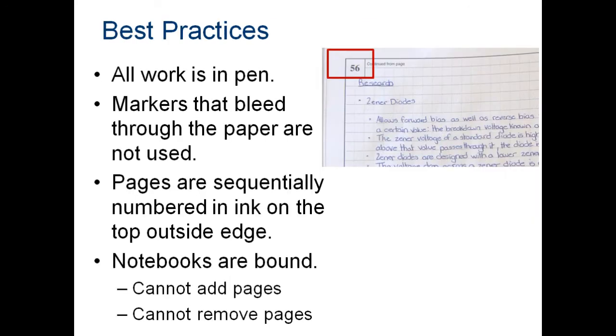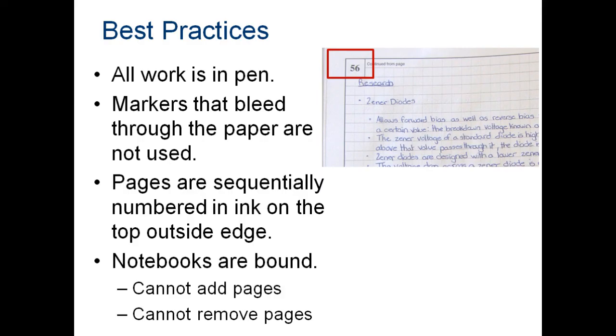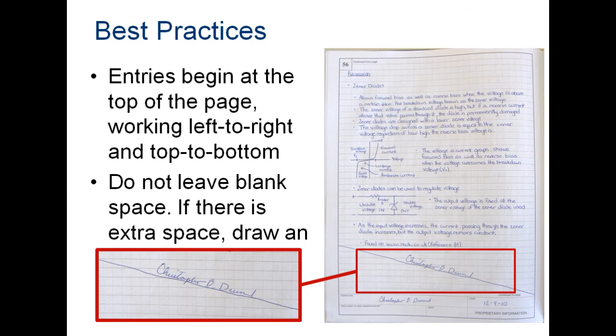So best practices, all work is in pen. Markers that bleed through the paper are not used. That's because we're going to be using both sides of the paper. Pages are sequentially numbered in ink on the top outside edge. Now, in your engineering notebook, there is already a number there, so you don't need to worry about that. But if it's not, you would include it. Notebooks are bound. You cannot add and cannot remove pages. The idea, again, with this is that it's to prove what you've been working on. So you want it in pen so it's not easily changed. You want it bound so that you couldn't add something in later or remove something that you didn't want people to see.